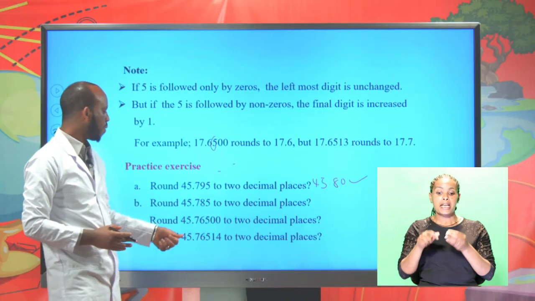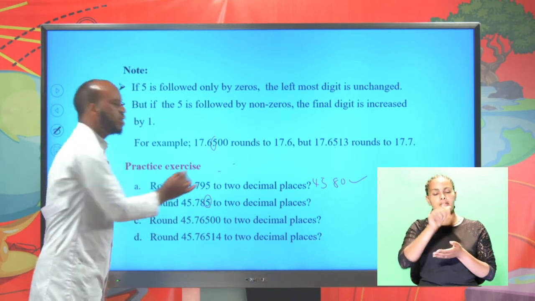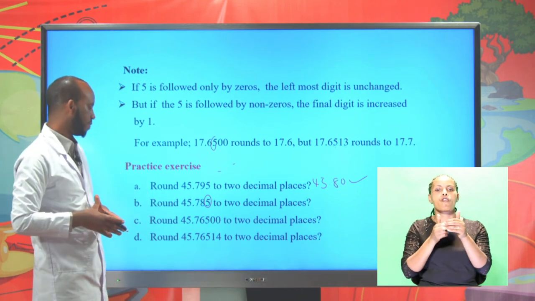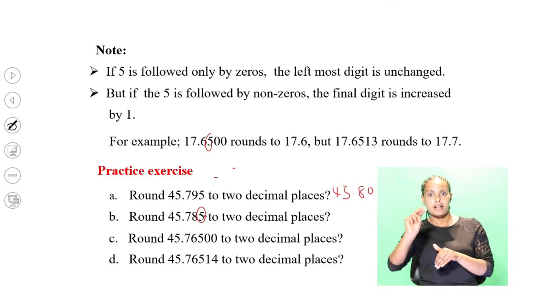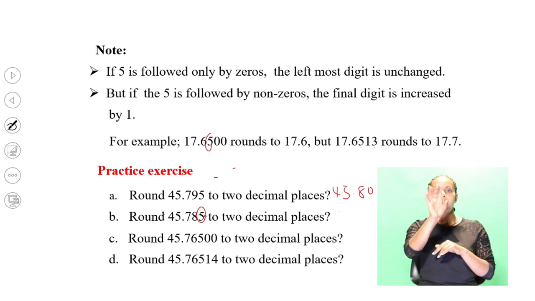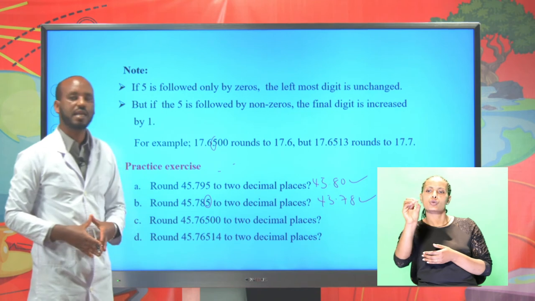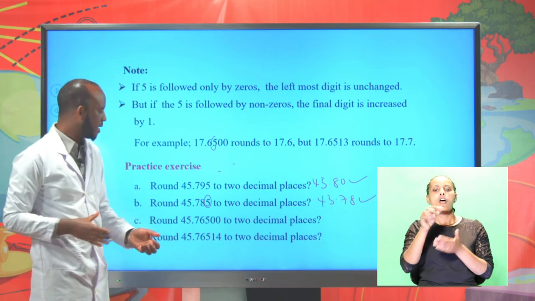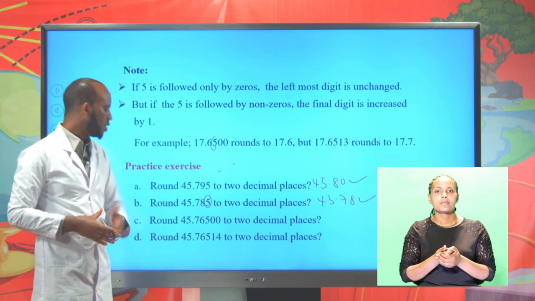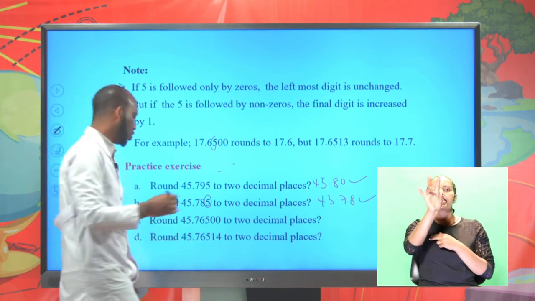B, round 45.785 to 2 decimal places. The number to be removed is 5, and no other digits follow 5. The preceding digit is retained if it is even. Now this is reported as 45.78. C, round 45.76500 to 2 decimal places. The number to be removed is 5 and is followed by zeros. The preceding digit is retained, and this is reported as 45.76.